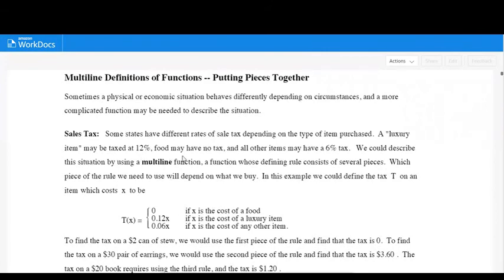So, 0 kasi nga yung food, no tax. And then, kung luxury item, it will be taxed 12%. So, that's 12 divided by 100, that's 0.12. And then, kung any other items yan, so 6% yung tax. So, kaya 0.06x yan dyan.